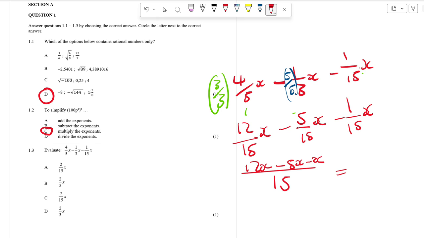We are going to get 6 over 15x. You see? So we can simplify 6 over 15 to become 2 over 5x. So where is 2 over 5x here? Yes, 2 over 5x. The answer is B. Okay, so let's continue.